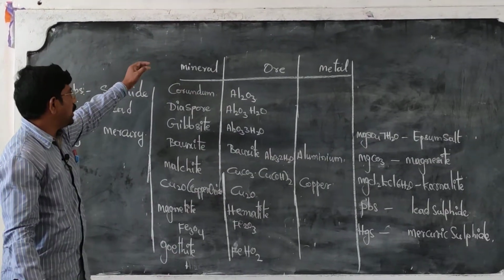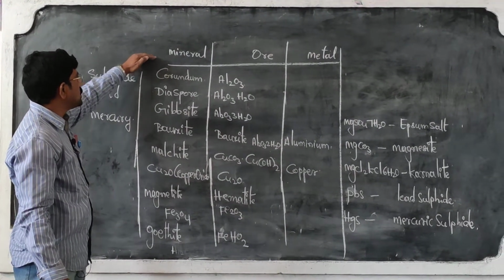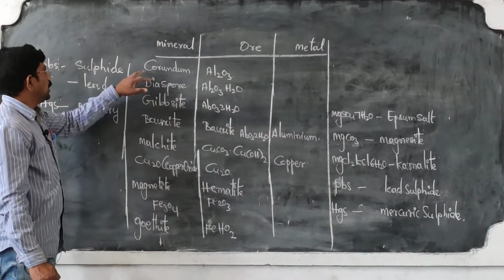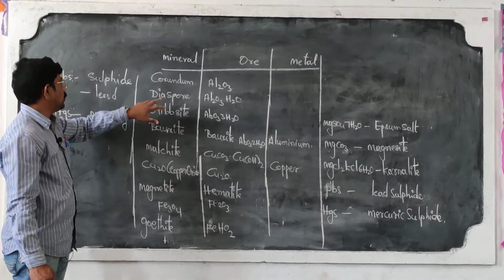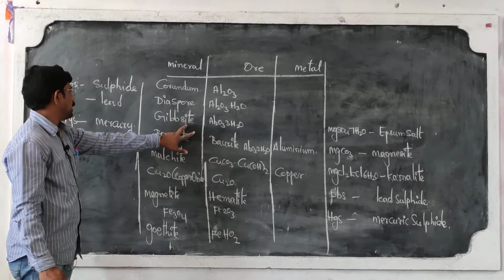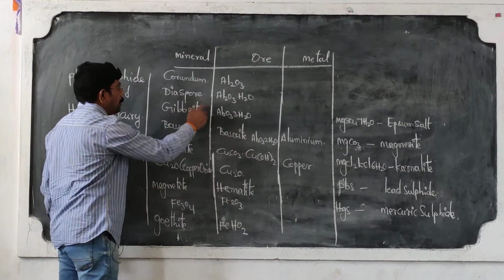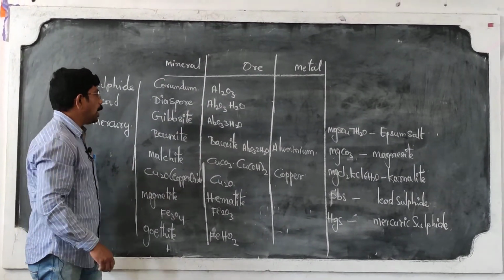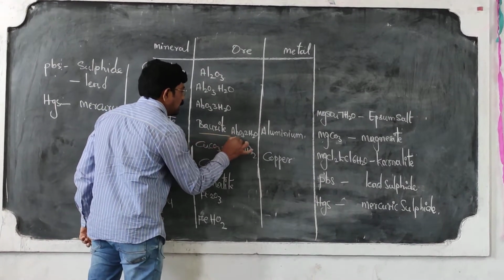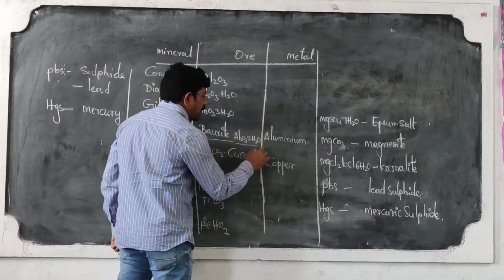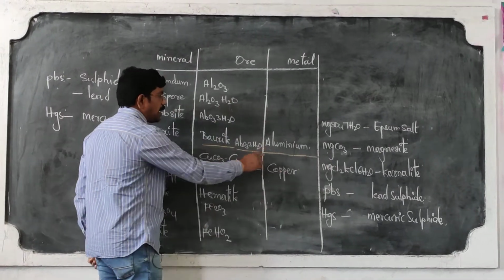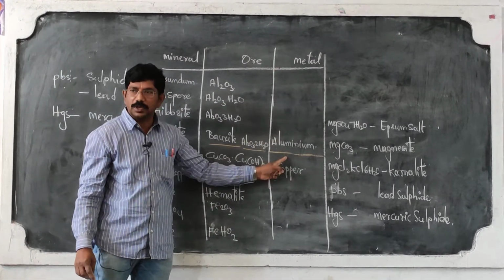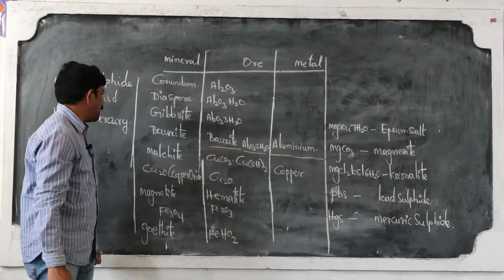Now listen to me. Here I am giving the examples for minerals and ores. What are the metals we extract from them? See this one: corundum, next one diaspore, gibbsite, bauxite. These four are the minerals. These are all the minerals found inside the earth crust. But we use bauxite, that is Al2O3 2H2O, for the extraction of aluminium. Which metal is extracted? Aluminium is extracted. So this bauxite is the ore of metal aluminium.